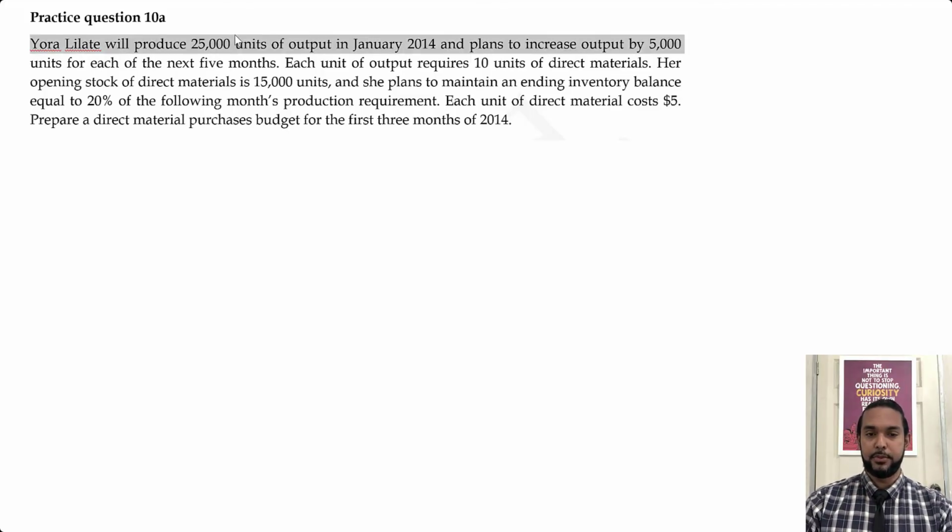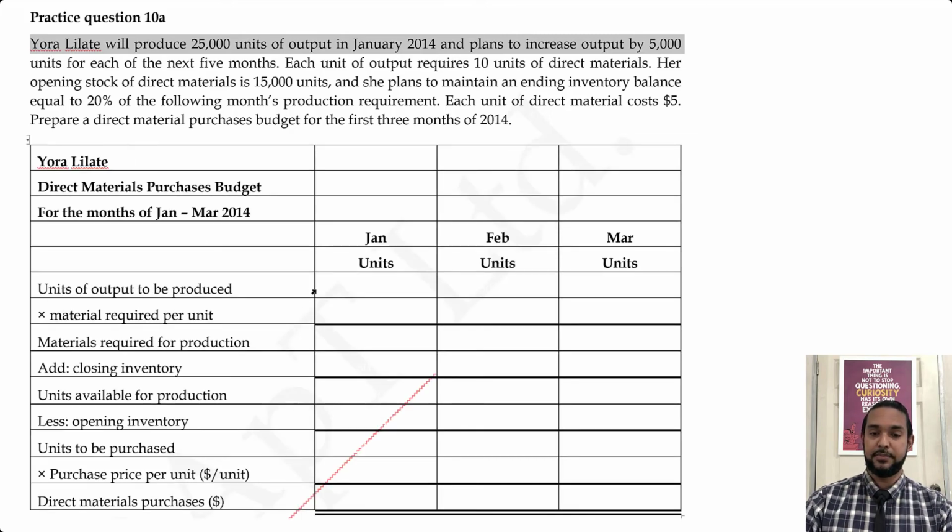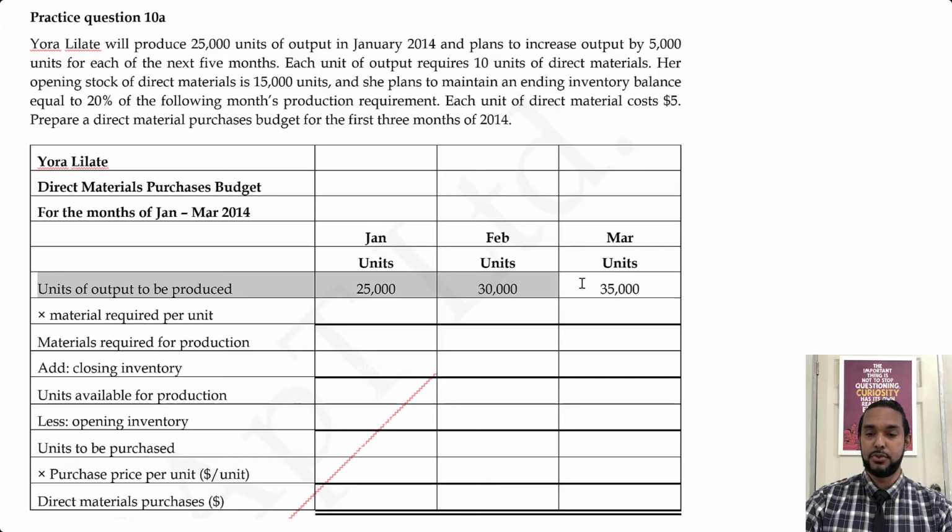It says You're a Little Late will produce 25,000 units of output in January and plans to increase output by 5,000 units per month for each of the next 5 months. So if we start with 25,000 in January, we're going to add 5,000 to that to get the production for February, which is 30,000, and then we're going to add 5,000 to that to get 35,000 for March. Okay, now that we have the number of units to be produced, we need to figure out, well, how much materials will that require? We are told up here, each unit of output requires 10 units of direct materials. So all we have to do is multiply these figures by 10. So we're going to get 250,000 for January, 300,000 for February, and 350,000 for March.